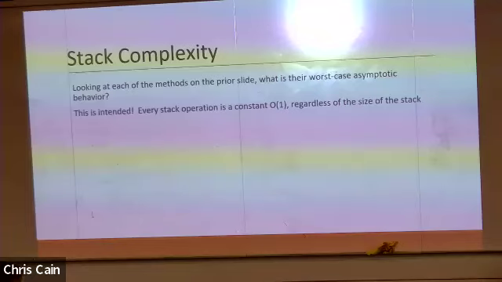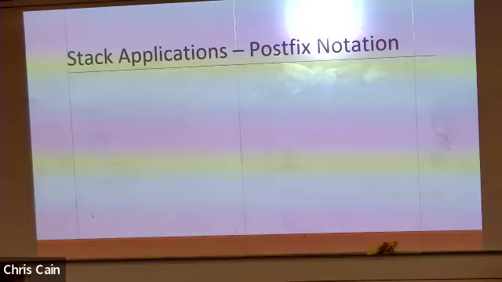So what kinds of problems could we solve with a stack? We are going to dive into the concept of postfix evaluation. Has anyone heard of postfix evaluation before or know what that means or what I'm talking about? Excellent, something that's brand new to everybody.